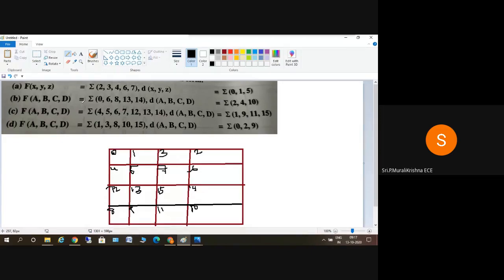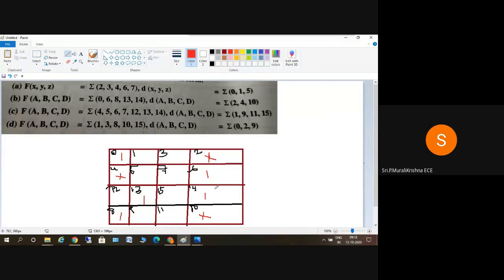Okay, so these are the terms here. What are the terms here? We have the terms 0, 6, 8, 13, 14. These are the normal terms here, and the don't care terms are 2, 4, 10. So this is 2, this is 4, and this is 10. Put a cross mark.